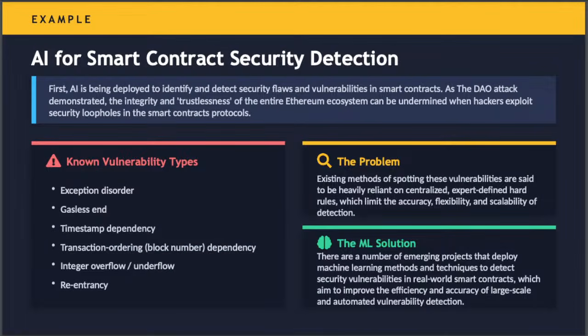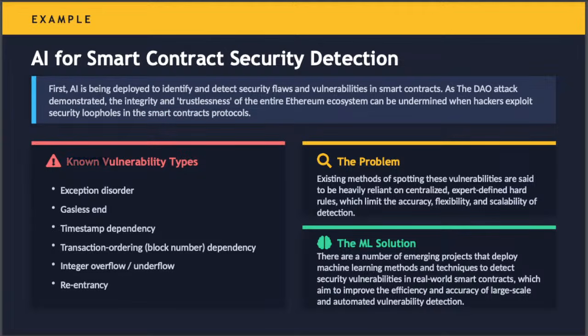All right, now let's look at AI for smart contract security detection. First, AI is being deployed to identify and detect security flaws and vulnerabilities in smart contracts. As the DAO attack demonstrated, the integrity and trustlessness of the entire Ethereum ecosystem can be undermined when hackers exploit security loopholes in the smart contracts protocols.